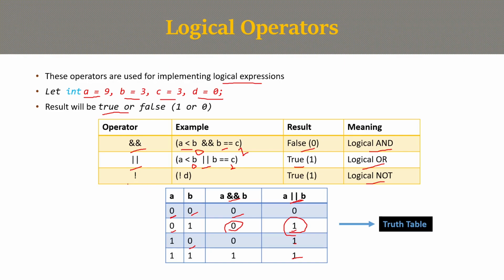And lastly, we have the logical NOT. This logical NOT basically converts the 0 to 1 and the 1 to 0. So here previously we had d equals 0. If you use not d here, this logical operation, logical NOT, is used before the operand. So the result will be true since d was previously 0, and using this operator it converted the 0 to 1. That is why the result will be true.